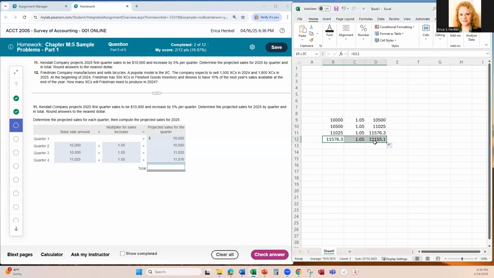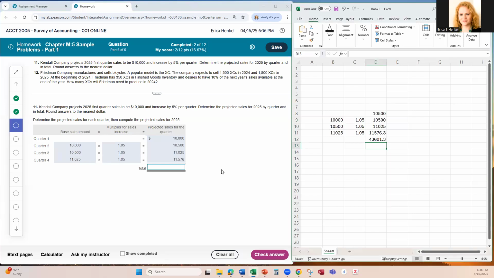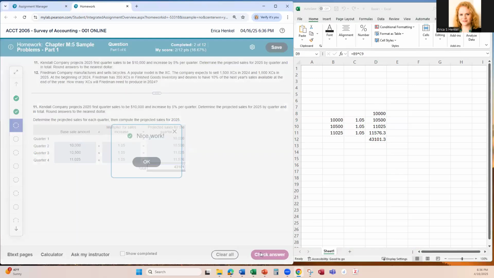So we actually can skip this last one, add these all up. And that gets us to 43,000. Whoops, hold on a second here. 576, 11, 0, 10. Oops, this should be 10,000. There we go. So 43,101. And that's how we just do this basic sales budget.